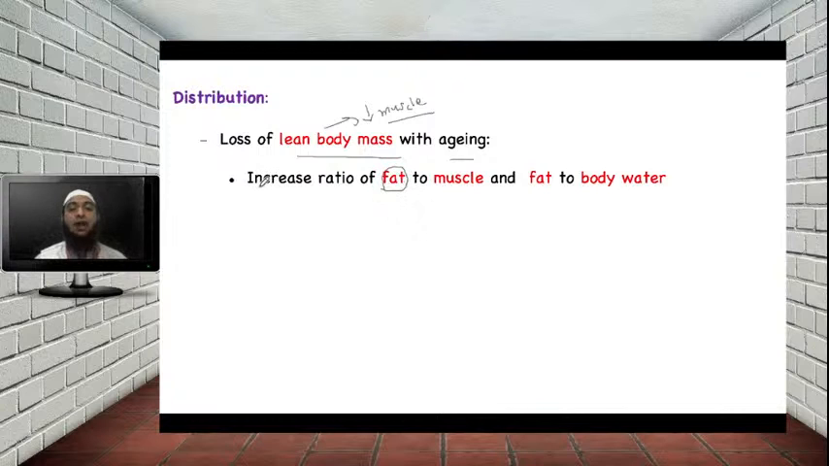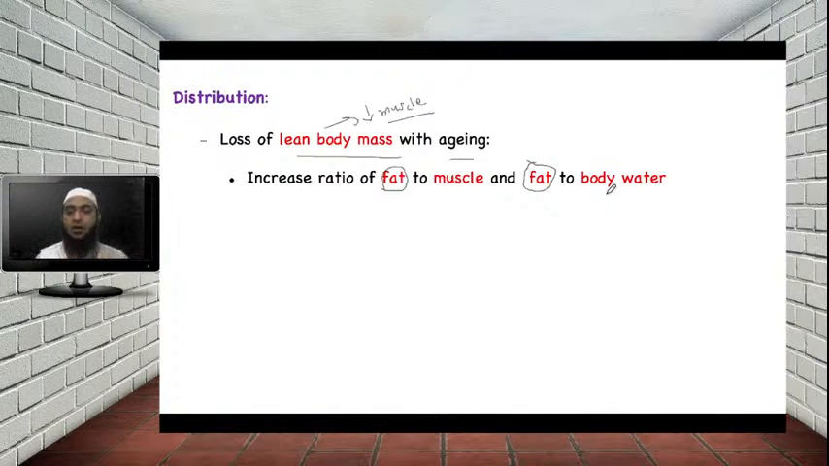Since the amount of fat is increased, there is an increase in the ratio of fat to muscle and fat to body water. What does this indicate? The amount of fat is increased and muscles are reduced, and accordingly the body water is also reduced. So there is an increase in the ratio of fat to muscle and fat to body water. Overall, the fat content in the body is increased as compared to the muscle content and the body water content. I hope you understood.